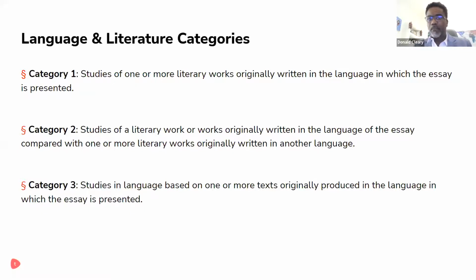Category two is a comparison piece. So the students must write a comparison between a work that is originally written in English and a work that is written in another language originally, but translated. And then category three is the language. And the students must work with text types that are language-based.